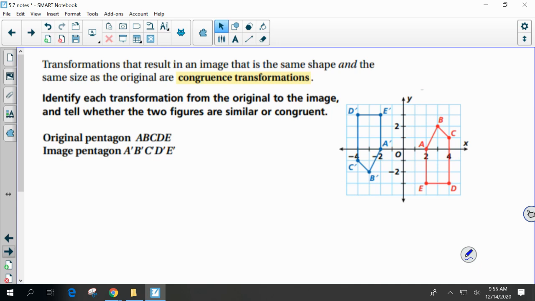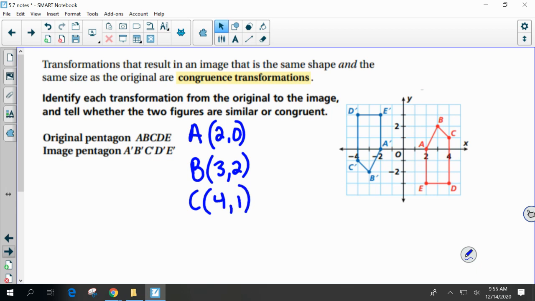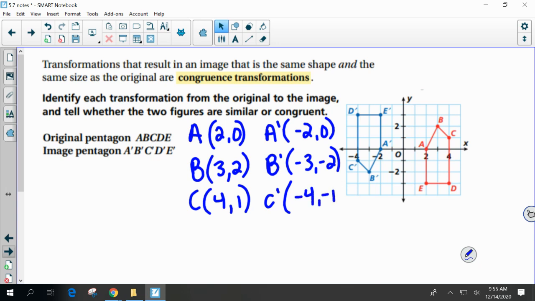So I would probably write down at least 3 or 4 coordinates and see if you can figure it out from there. A is 2, 0. B is 3, 2, and C is 4, 1, and then I'll write down the prime. So A prime is -2, 0. B prime is -3, -2, and C prime is -4, -1.